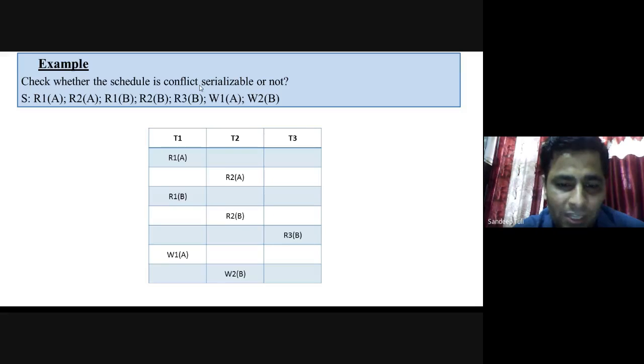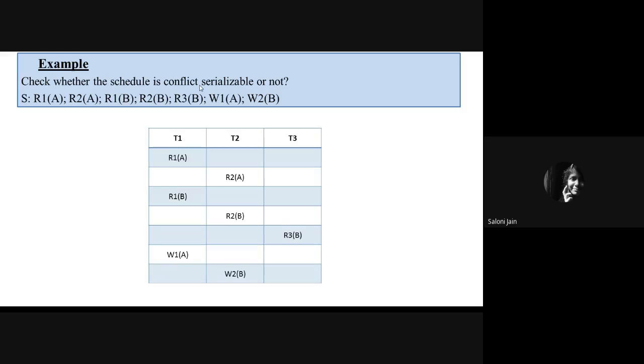Now R1B is the third one in the schedule. So R1B must belong to transaction T1 and it should be in the next row. Then R2B should belong to T2 in the next row. R3B is in transaction T3 and it is in the next row. W1A is W1, it means transaction 1, again in the next row. W2B is in the last row of transaction T2.